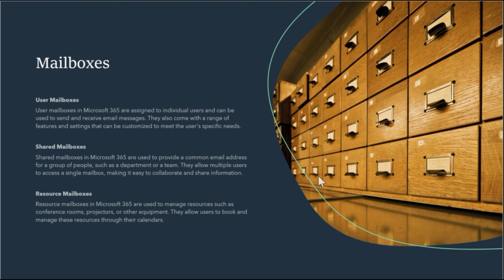And then we have resource mailboxes that are used to manage resources such as conference rooms, projectors, or any other equipment and allow users to book and manage these resources through their calendars. Actually, resource mailboxes can be categorized into two. One is the room mailbox that is usually assigned to a meeting location such as a conference room, auditorium, or training room, and the other one is the equipment mailbox that is assigned to a resource that is not location specific such as a portable computer, projector, microphone, or a company car.